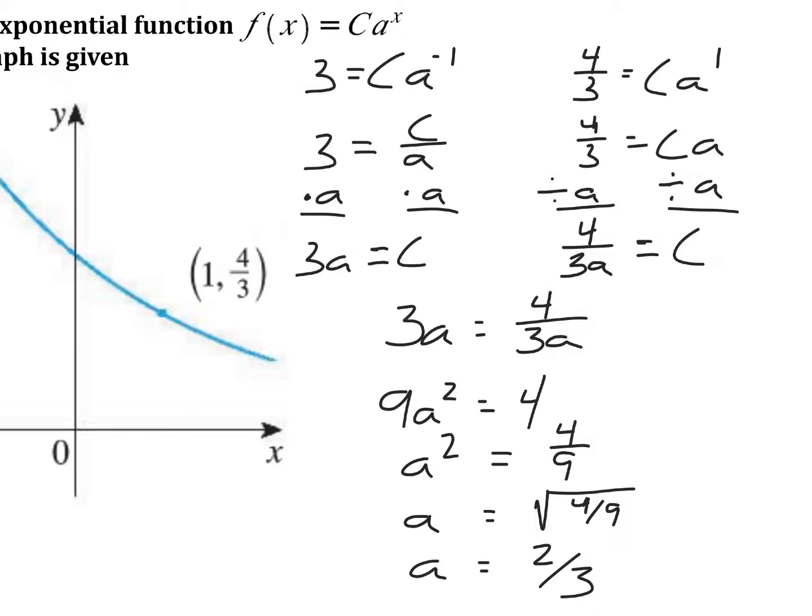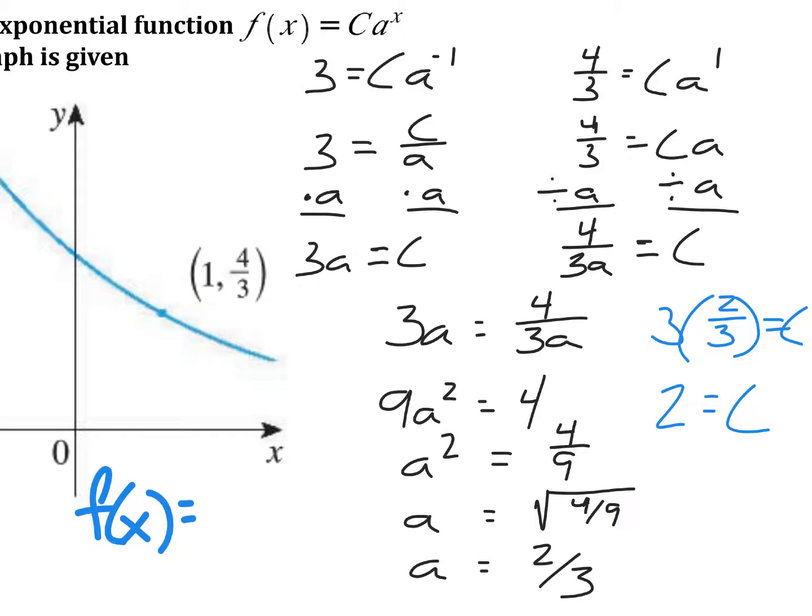And then, now that I know what A is, I can find C. So, just like we did before, we're going to go into one of those equations. I like this one here, the 3A equals C. And so I'm going to go 3 times the 2/3 equals C, which means that C equals 2. Now that I know what A and C are, I got my final equation. So f of x equals C, which is 2, times A, which is 2/3, to the power of x.